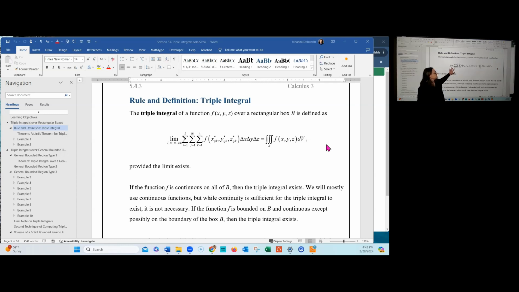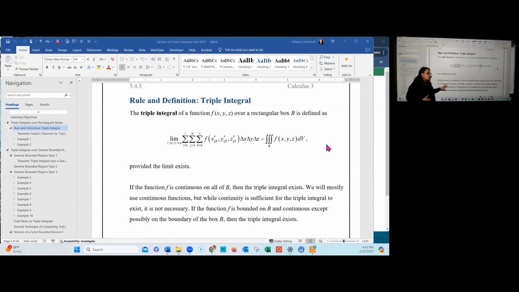We define the limit as L, M, and N approach infinity of this triple Riemann sum to be the triple integral over the rectangular box, the larger box, of the function f with respect to a volume differential, dV. And again, delta V and dV are not exactly the same, but they get closer and closer together as we take the limit. Now, if the function f is continuous over the entire box, then the triple integral will definitely exist.